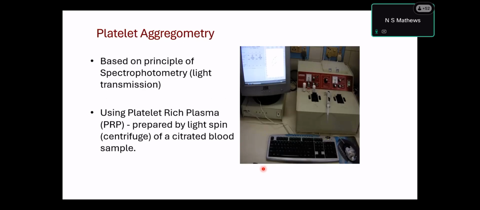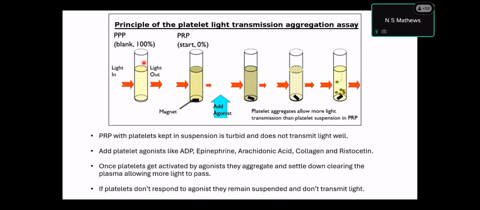So the next test we can do, once you've done your plasma-based tests, is platelet aggregometry. I did mention platelet aggregometry briefly in the previous case, but for those who are not very familiar with it, I'll quickly go through the principle. It's based on spectrophotometry. You have your platelet-rich plasma, which is prepared by light centrifugation of your circulated blood. You have a blank as a control, platelet-poor plasma, where 100% light in should go 100% light out.